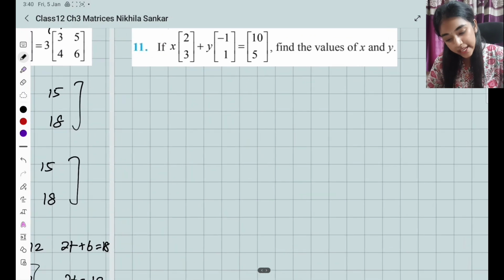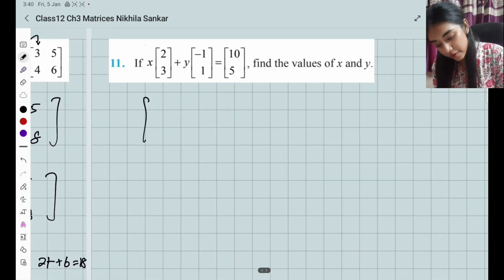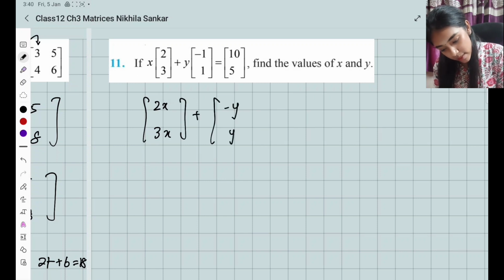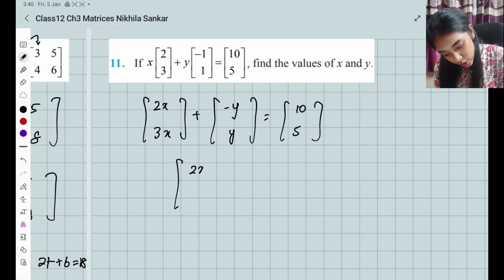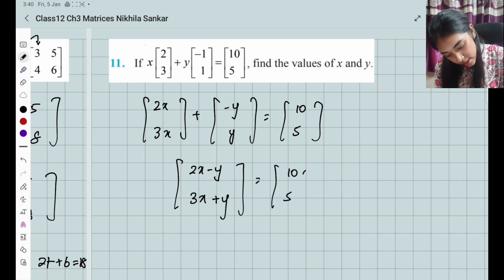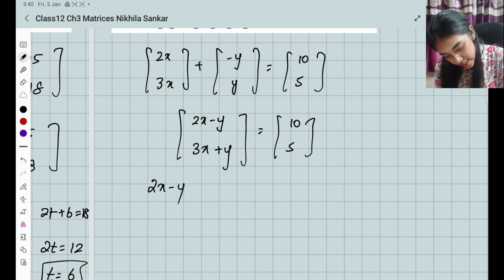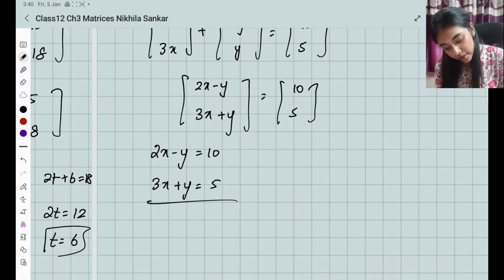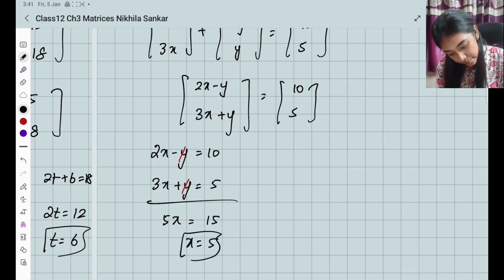Question number 11. Again, find the value of x and y. Very, very easy. So the first matrix is going to be 2x, 3x plus y, multiply inside, minus y plus y equals 10, 5. When I multiply it and add it inside, 2x minus y, 3x plus y equals 10, 5. Now equating, I have 2x minus y equals 10, 3x plus y equals 5. Elimination method, when I add these two, I can cancel the minus y and the plus y. Finally, I have 5x equals 15. So x equals 5. Sorry, x equals 3. 15 by 5, which is going to be 3.